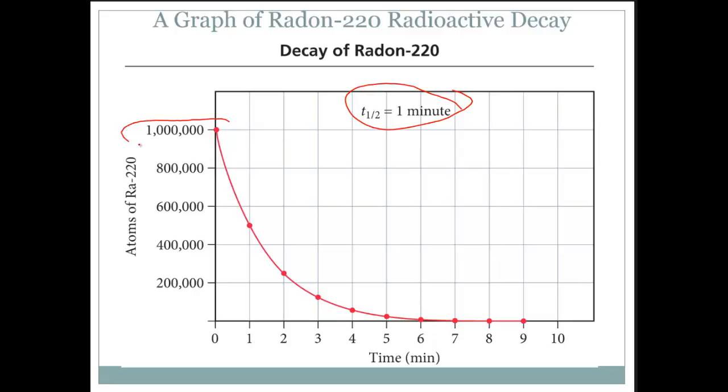If we have 1 million atoms of radon-220, remember it's specifically for that isotope. After 1 minute, we will only have 500,000 atoms left. After 2 minutes, that 500,000 gets cut in half again to 250,000. At 3 minutes, this number gets cut in half again. And that's how half-lives work. Each time it goes through a half-life, you cut the remaining in half.